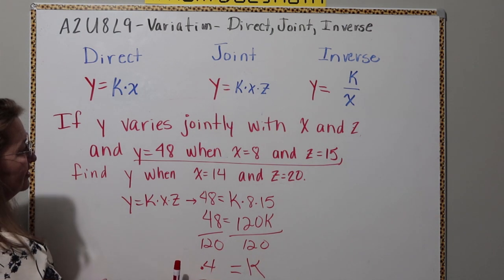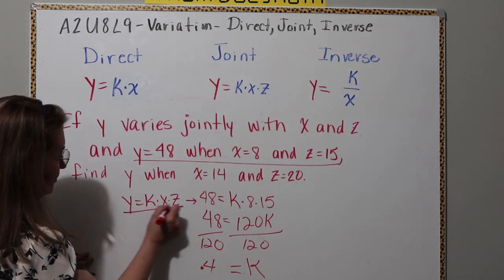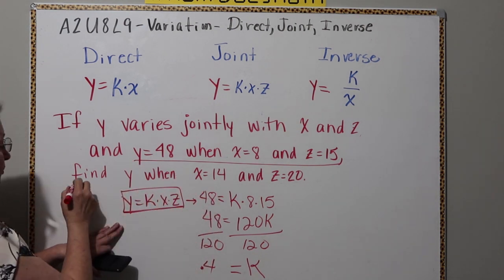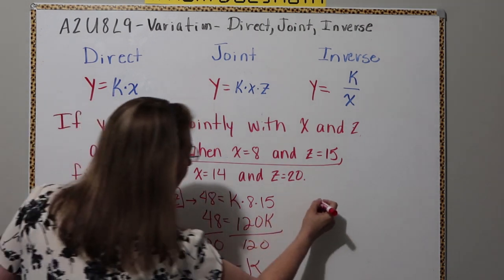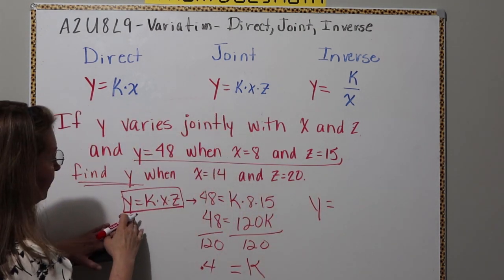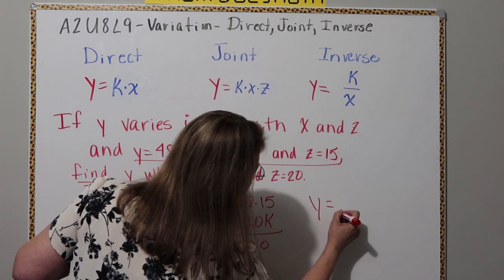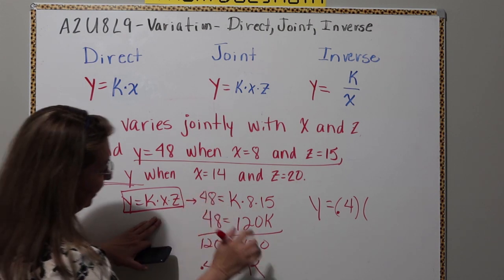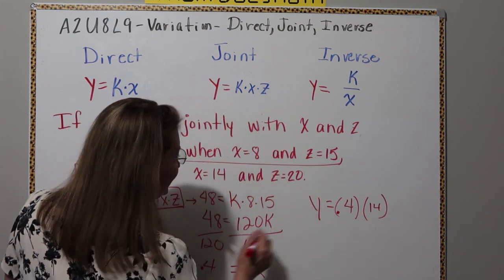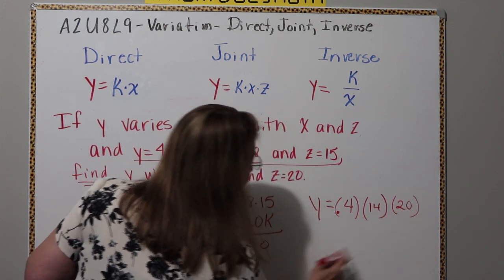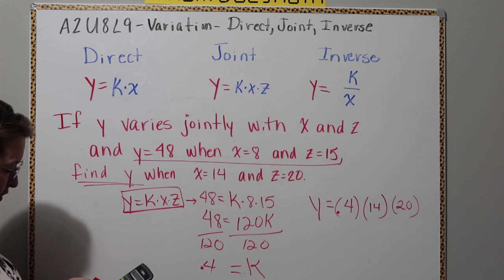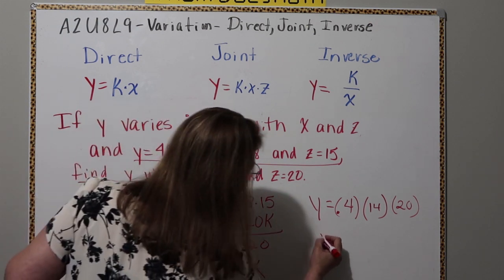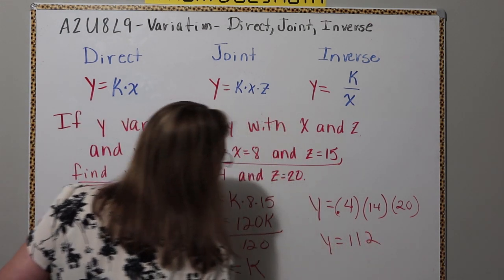Now, let's take just the constant, and we're going to come back to this. We're going to fill in our new numbers with the constant. Now, we don't know y, because this says find y. So our new equation is going to be y equals k, which we now know to be 0.4, times x, which we have to be 14, and z, which we're told is 20. And then we'll just multiply these together real quick. 0.4 times 14 times 20. So our new y is 112.